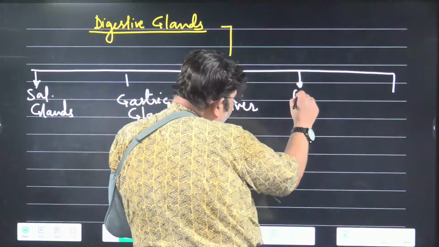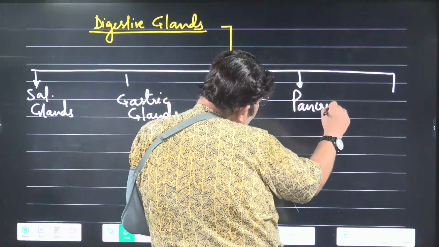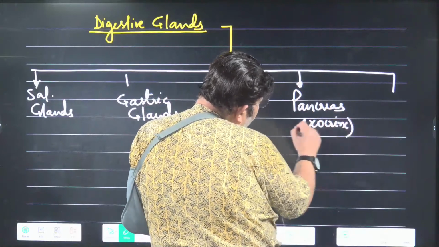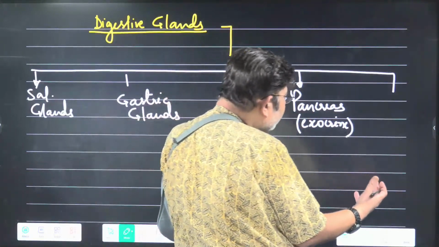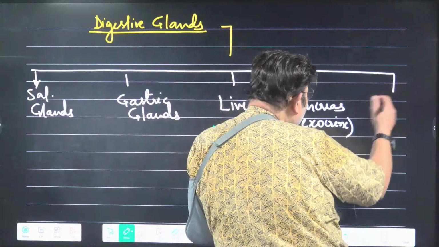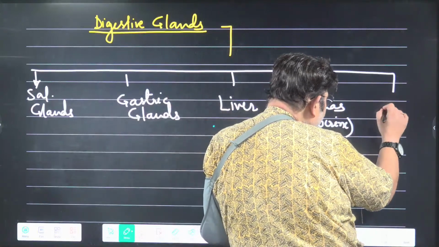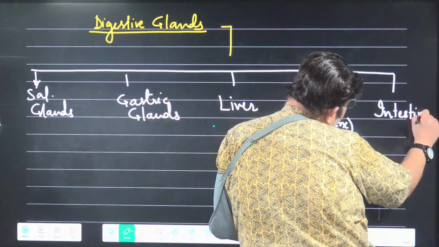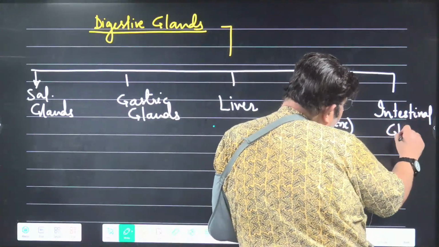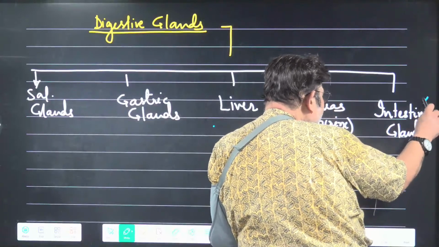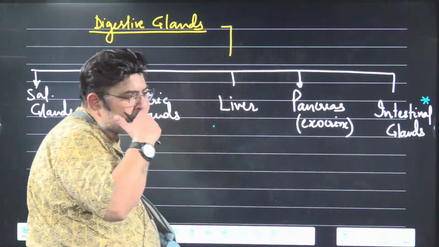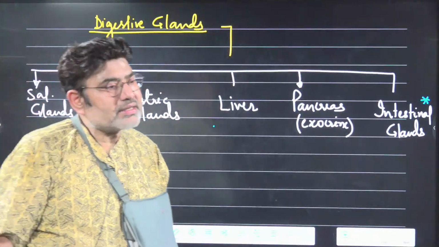After the liver, we have the pancreas. In the pancreas, only the exocrine part of the pancreas, because we know that there is an endocrine part of the pancreas also. And after the pancreas, we have the intestinal glands. Whenever I say intestinal glands, we mean only the small intestine. Intestinal glands are not there in the large intestine, only in the small intestine.